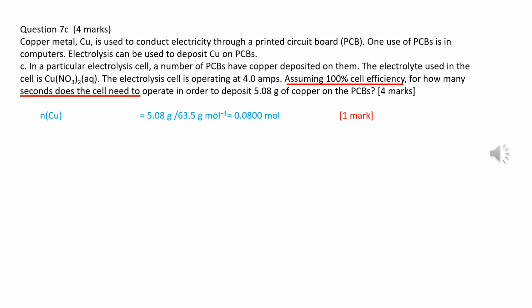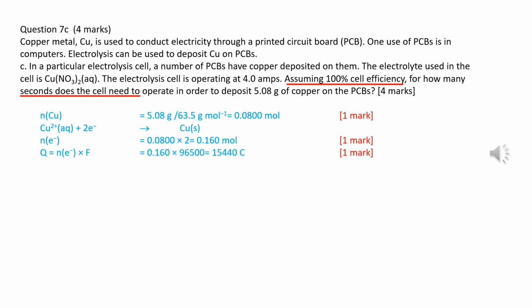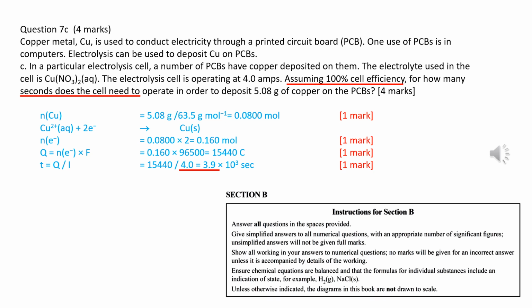Step 1. Calculate the moles of copper, 1 mark. Step 2. Calculate the moles of electrons, 1 mark. Step 3. Calculate the amount of electric charge with Faraday's constant, 1 mark. Step 4. Calculate the time with the concept of current, 1 mark. The final result, time, has 2 significant figures because the current only contains 2 significant figures. Please pay attention to units. Mass is in grams, the amount is in moles, the current is in amps, the charge is in coulombs, and time is in seconds.